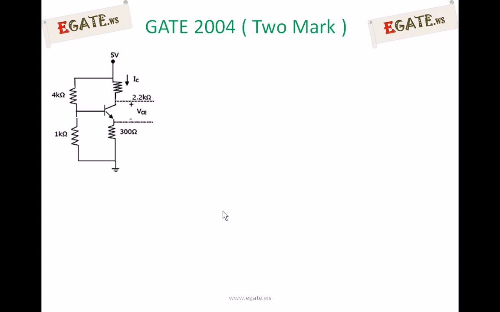We will see the details now. This is the given diagram. This diagram is nothing but a self-biasing circuit with an NPN transistor; the power supply is 5 volts and the other side is grounded. RC is 2.2 kilo ohms. RE is 300 ohms. R1 is 4 kilo ohms, R2 is 1 kilo ohm. VBE is given and beta is very large. We need to calculate IC and VCE, the collector current and collector to emitter voltage.